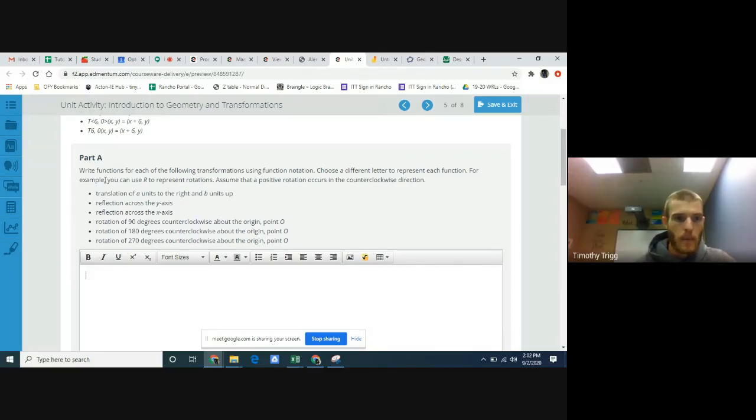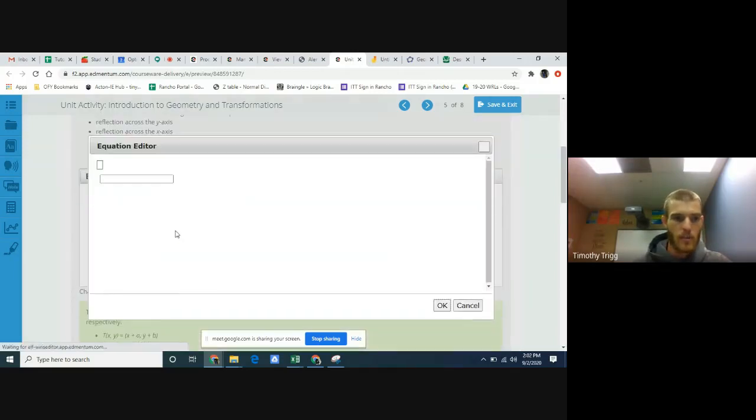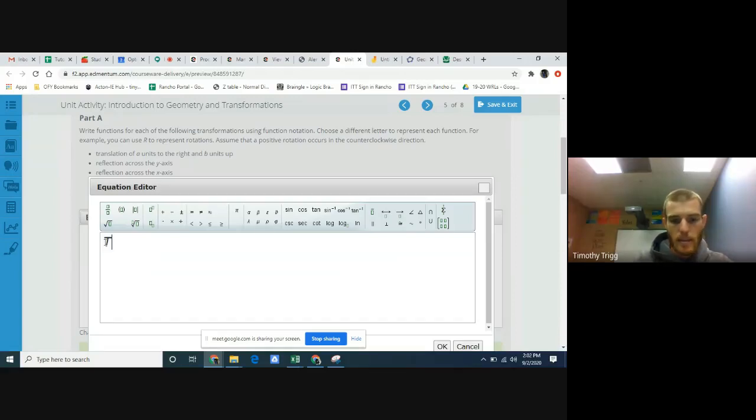So the first one, it says write functions for each of the following transformations using function notation. Choose a different letter to represent each function. Okay, so for our translation, we're going to go ahead and use capital T. And if you use the equation editor, that's what I would suggest. So it's going to be T, and we're going to use a subscript, X, comma, Y, equals. So basically what this means is that this function takes on X and Y values. So that means there's going to be X values and Y values for this function.